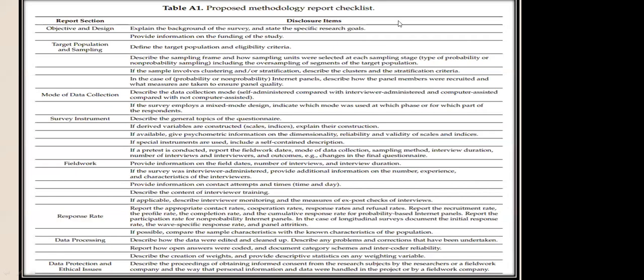So, dear colleagues and friends, this is the proposed methodology report checklist, a very standard checklist which is used all over the world, including the World Bank and IMF. It covers what should be in your report section, and what disclosure items you need to use while designing the research, targeting the population and sampling, choosing the mode of data collection, what kind of survey instruments you should use, your field work and response rate, data processing and data protection, and ethical issues related to that. I can say it covers everything.